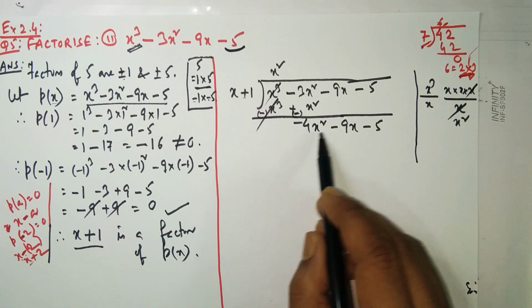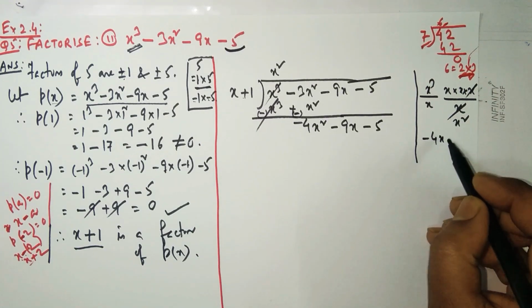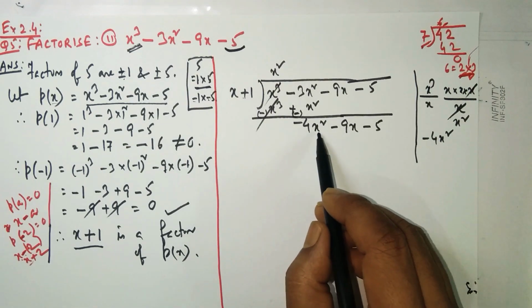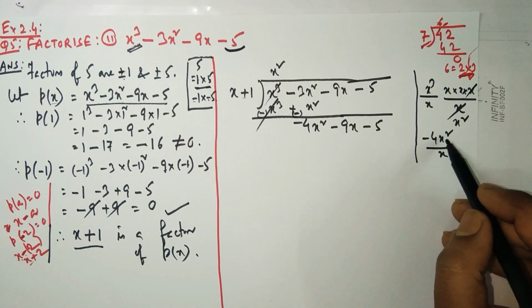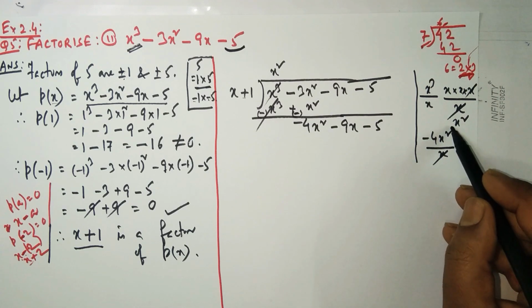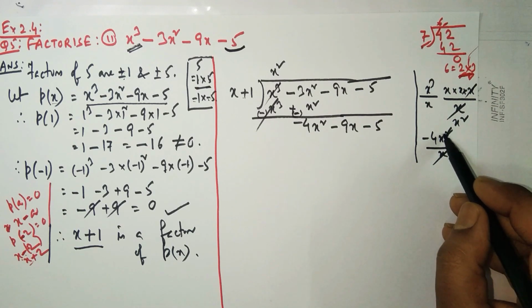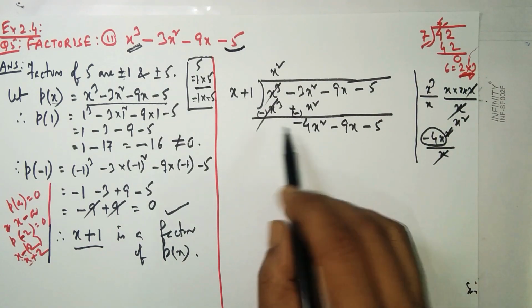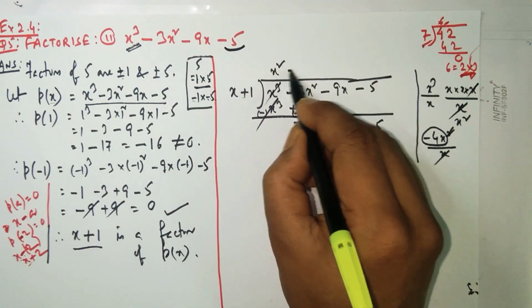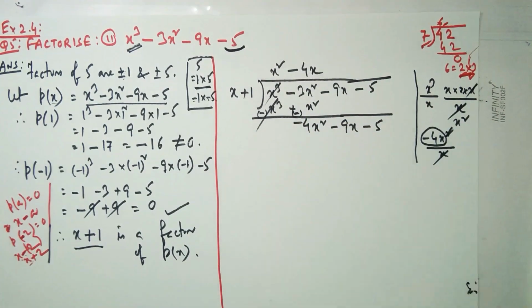We are going to try this minus 4x square. We are going to try dividing minus 4x square by x. Now x square means x into x, so by 1x, if I cancel, another x will be left. So we are having now minus 4x. That means when you try to divide this minus 4x square by x, it will go minus 4x times.